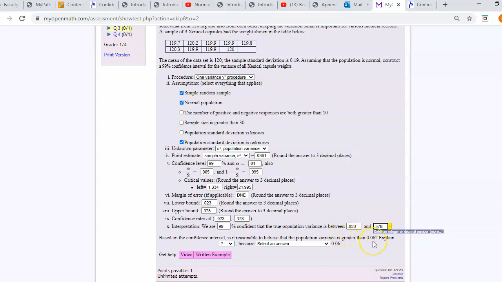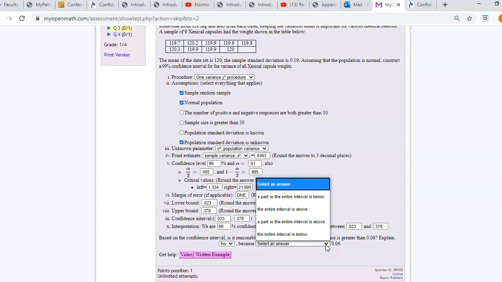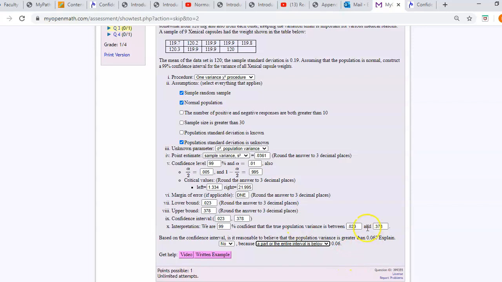So we want to say, well, no, we can't assume that the variance is greater than 0.06 because it could be 0.03, for example. So we want to say no because a part of this interval is below 0.06. Part of the entire interval is below 0.06. There are numbers like 0.03 that are below 0.06, and that could be the actual population variance.